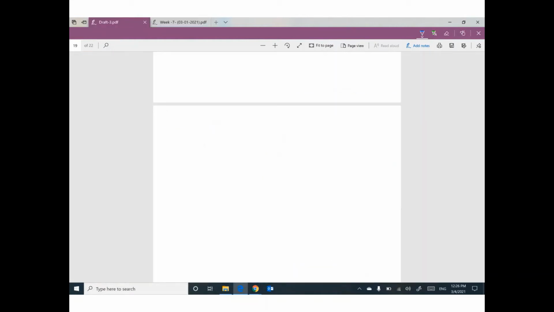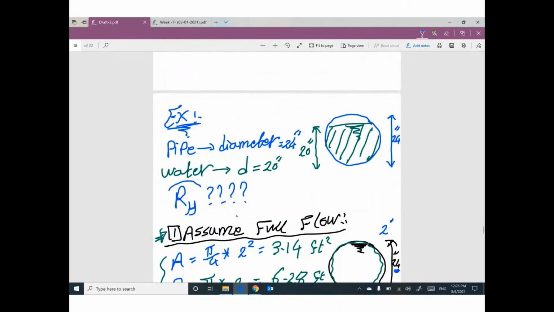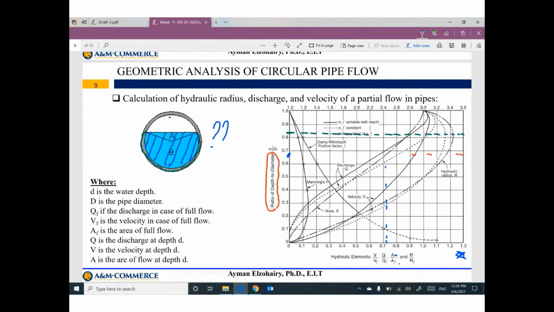Okay, go back to the problem. You are looking for what? Hydraulic radius. So we have a curve here called hydraulic radius. Can you see it? This curve is this one. What is the intersection between your horizontal line at 0.83 and the required curve at this point?